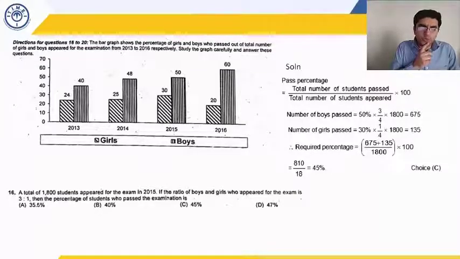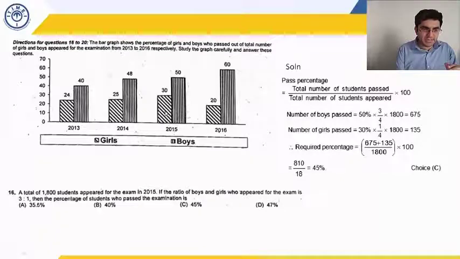Did we need to know the total number of students? If 1800 was not given in this question, could we have solved this question? Yes, we could have. So it's a ratio 3:1. So let's say that number of boys was 300, number of girls was 100. Okay. Now let me invert this. Number of girls was 100, boys was 300. Okay. Girls 100, boys 300.